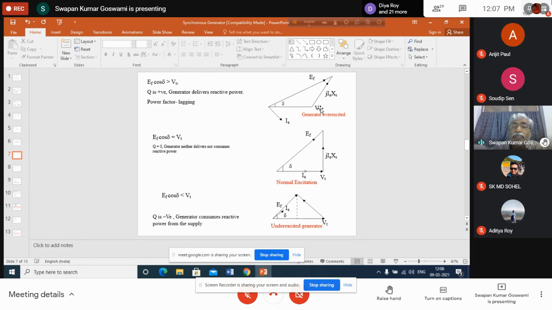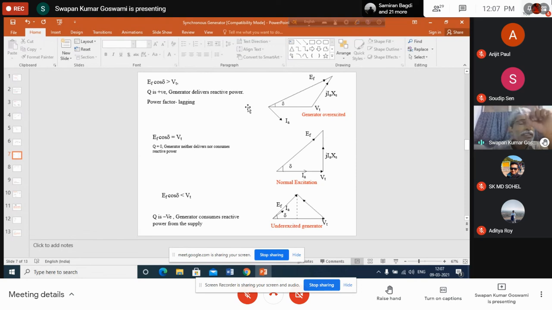IA, you see that now it is lagging VT, because EF is leading VT. We have mentioned previously that power always flows from the internal EMF of the generator to the terminal, means from EF to VT. This is the direction of power flow, from leading phasor to lagging phasor. So now IA is lagging VT.